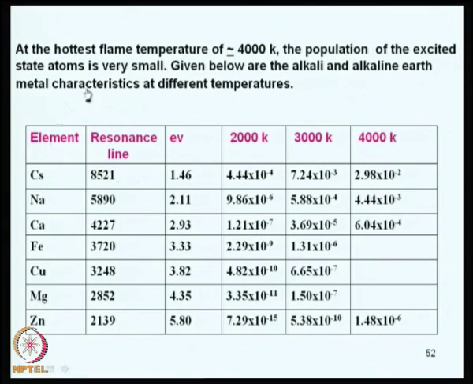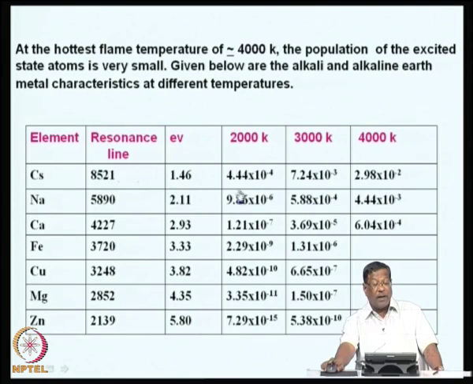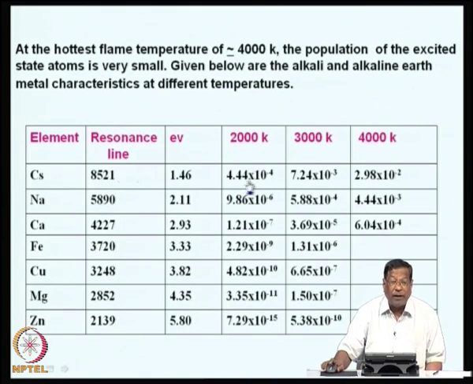Now, if you take a look at this table, the element cesium, its resonance line, that is lambda, is 8521 nanometers, and the energy difference is 1.46 eV. At 2000 Kelvin, if you use this expression, you will get 4.4 into 10 raised to minus 4. That is, out of every 10,000 atoms, only 4.44 atoms are in the excited state.